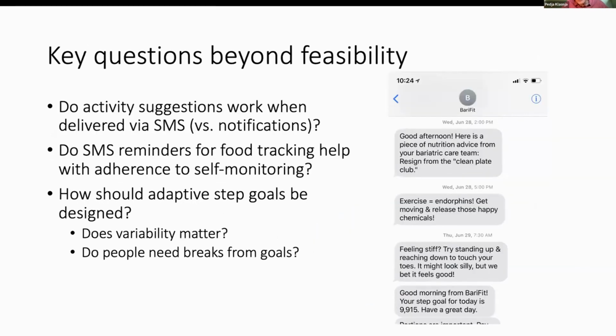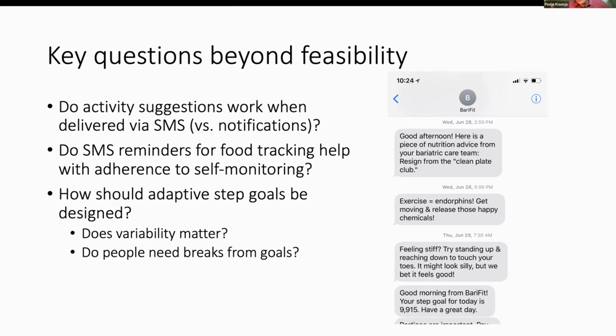So the questions that we wanted to answer here were very much in this optimization and early evaluation space, right? First of all, we wanted to see whether these activity suggestions actually do anything when we send them via text messages, versus notifications. The main difference here is that in HeartSteps, we had an app actually running on a phone, so we could get information about the person's location, which would tell us whether they were at home or at work or at some other place, as well as accurate weather forecasts. Well, when you send just a text message, you don't get any of that information, right? We wanted to know whether the text messaging reminders for food tracking actually increase adherence to self-monitoring.